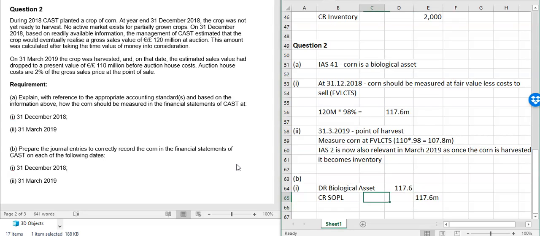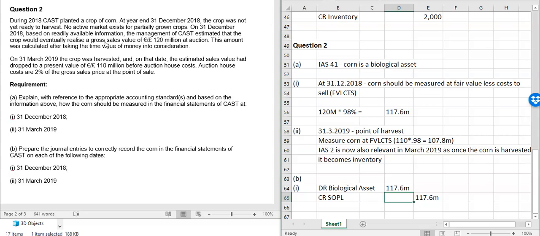Now, you might argue here, well, hold on, that's the full value. Sure, there's a movement, but we're assuming here that there was no other figure put in already. If there was, for example, costs related to planting the corn, then you might have some biological asset there at the start. But generally, you initially recognize the biological asset. You recognize that it's fair value less cost to sell, which is the 117.6 million. So we have no other base starting points.